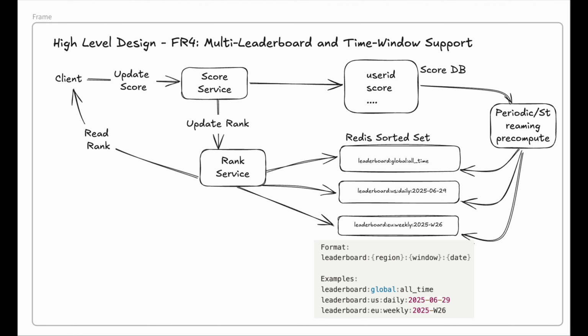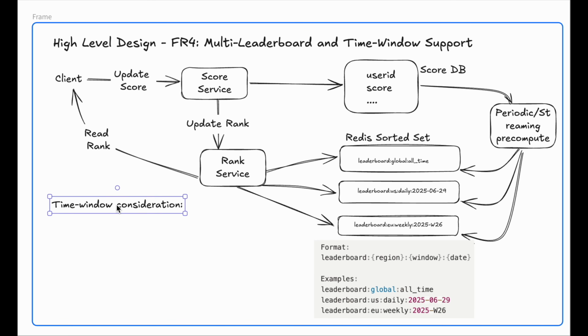But we must be careful. Overly dynamic keys can lead to unbounded growth, especially in Redis or fast access stores. Normalize input, validate windows, and apply access controls to prevent misuse. There are a few key considerations when supporting time-windowed leaderboards. First, compaction.